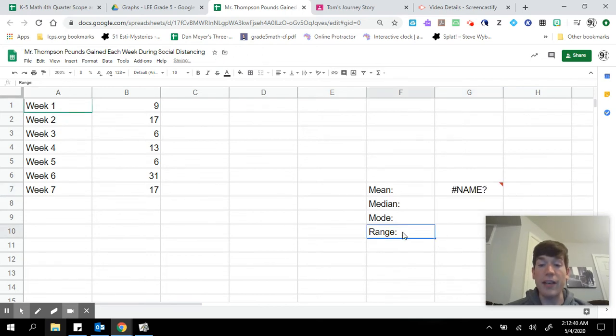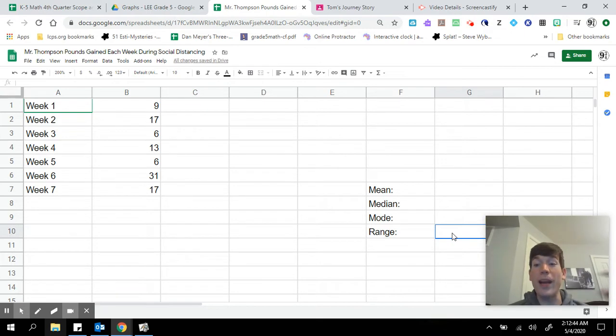The only one I did want to remind you of is the range. Remember the range, your maximum value, your biggest value minus your smallest value. It's how spread apart your data is. You're gonna have to pick the biggest minus the smallest when you're finding your range. So here in the spreadsheet, I want you to find the mean, the median, the mode, and the range.